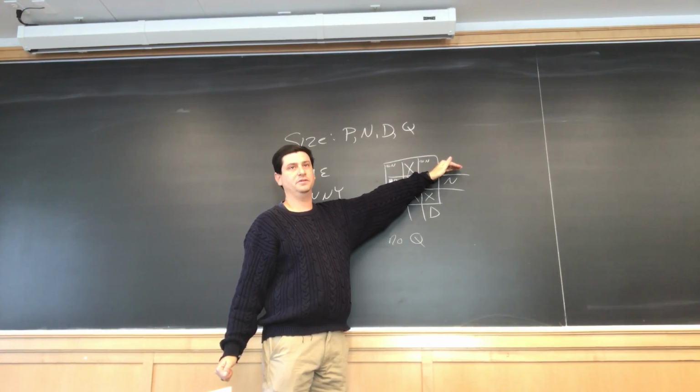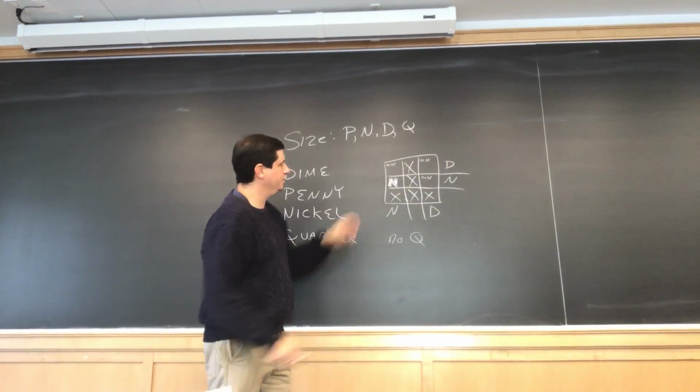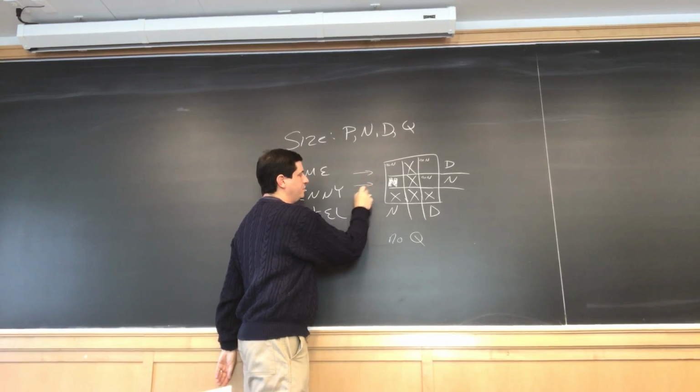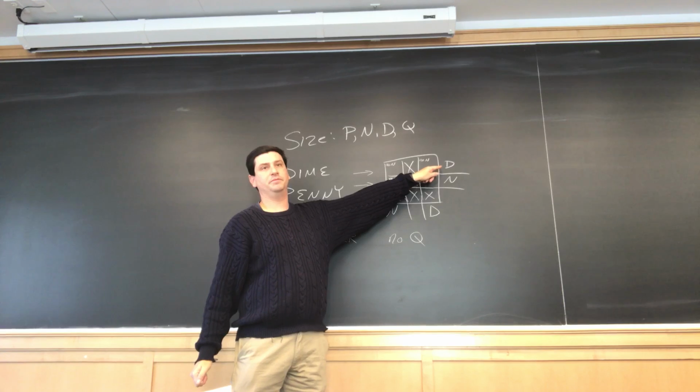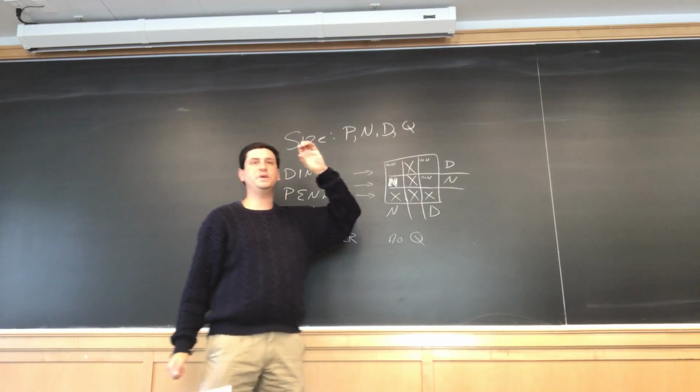Right? So if there was a nickel here, as we shine the light in this direction, that nickel would block the dime. The nickel is bigger than the dime.